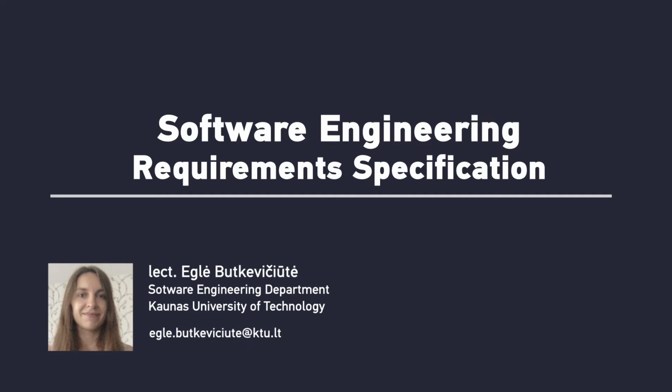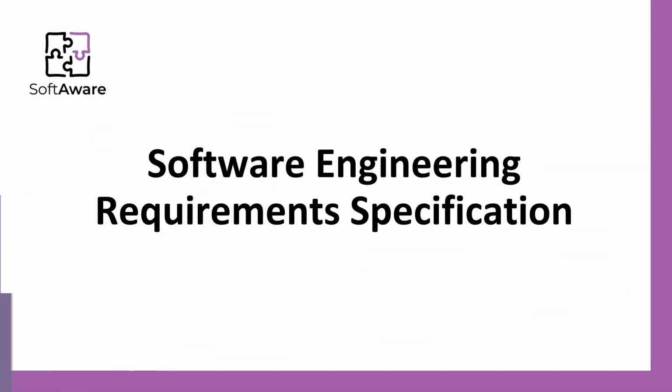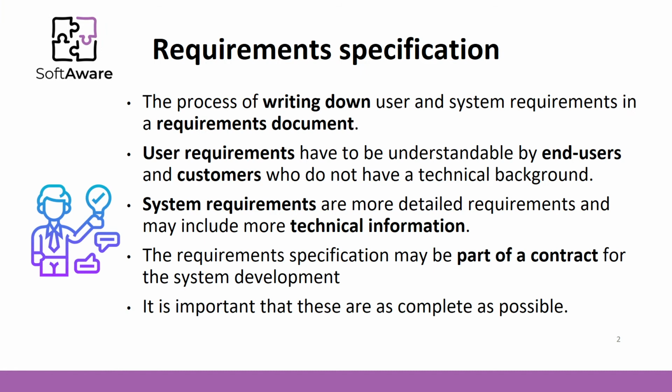Hello! In this lecture, I'll talk about the requirement specification. In short, the requirement specification is the process where we can create a document of requirements. As you probably remember, there are two types of requirements, user and system. User requirements are made for your clients and do not involve specific technical information. At the same time, system requirements are more detailed and may include technical information.